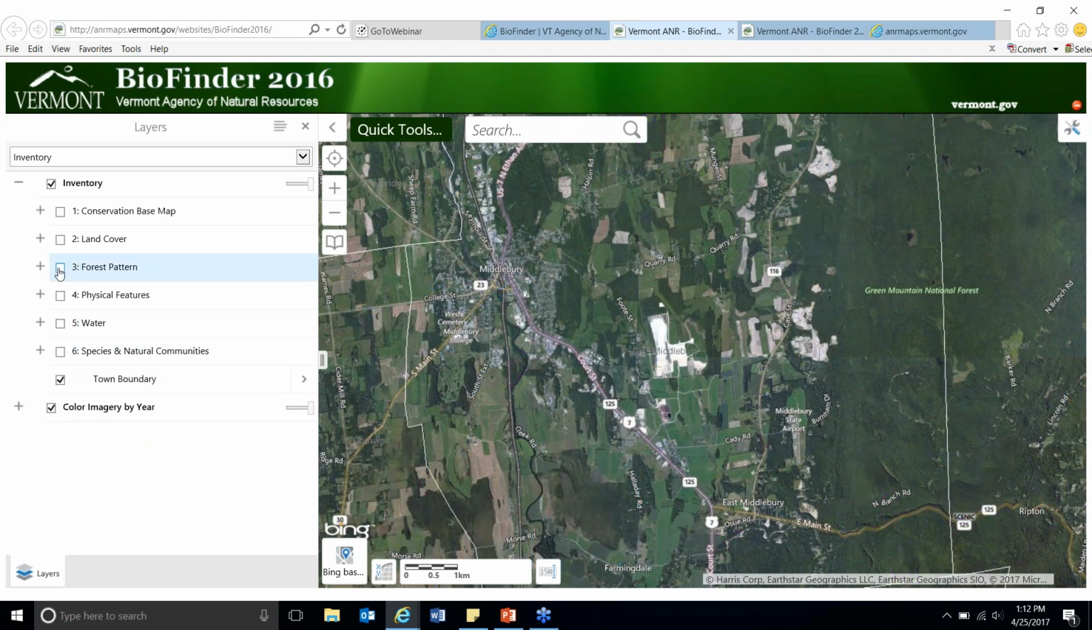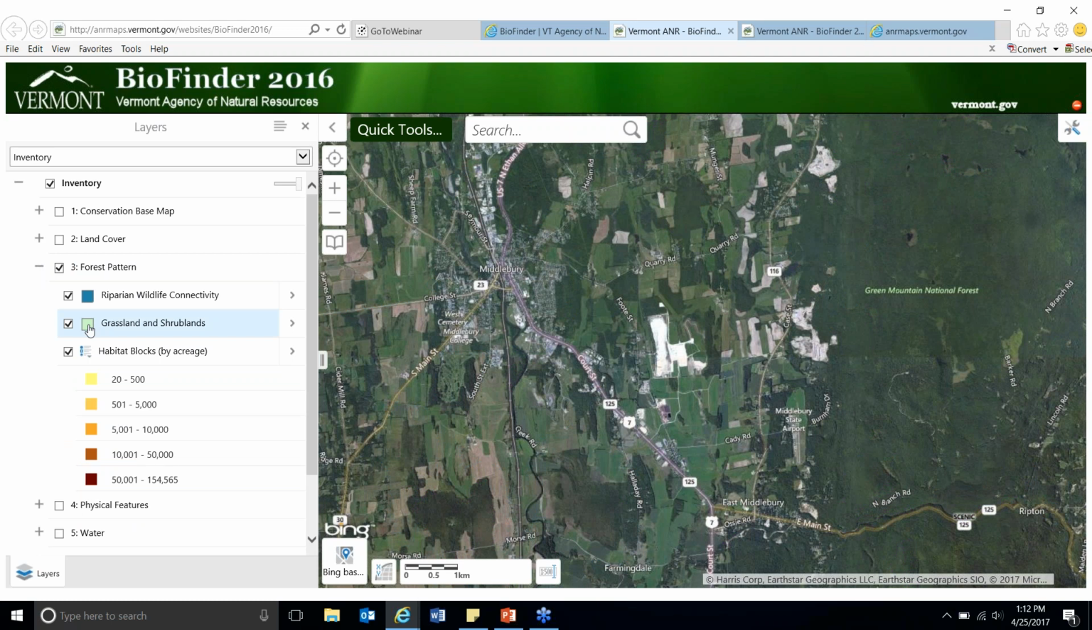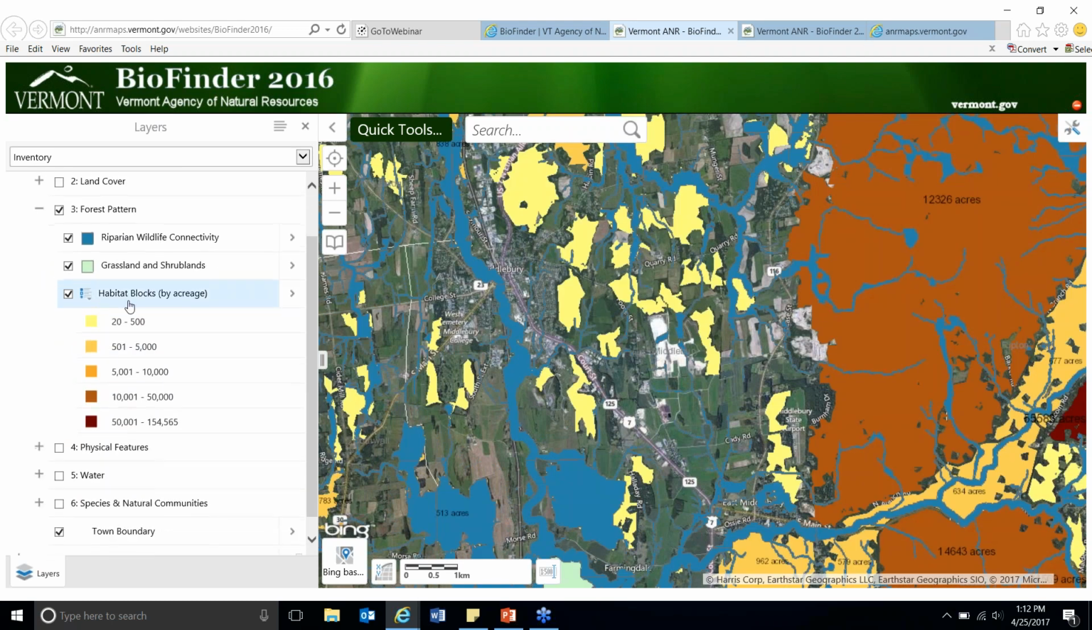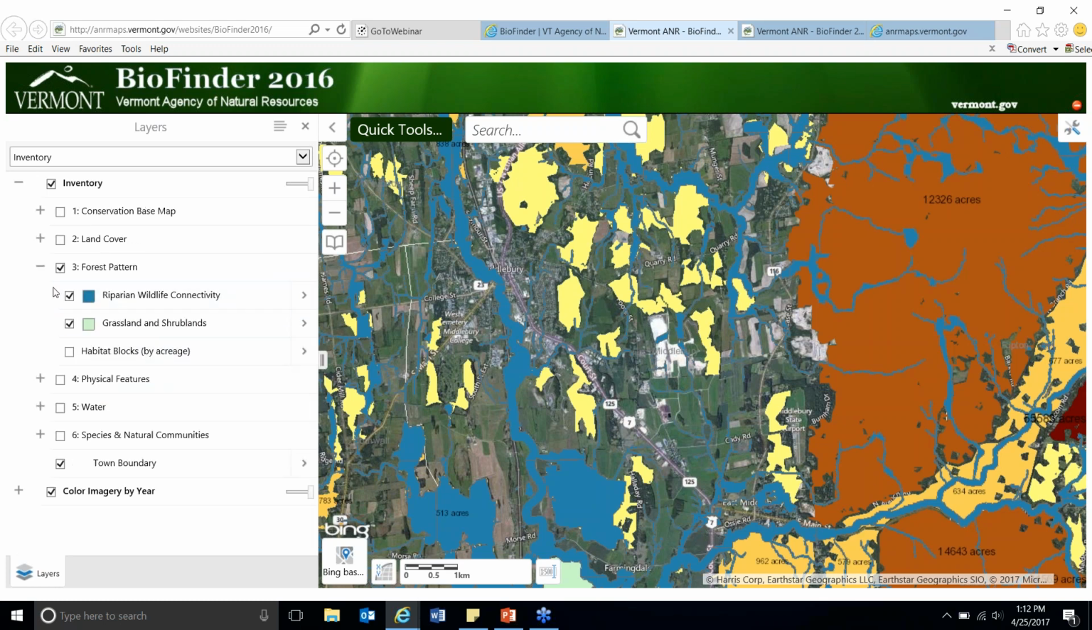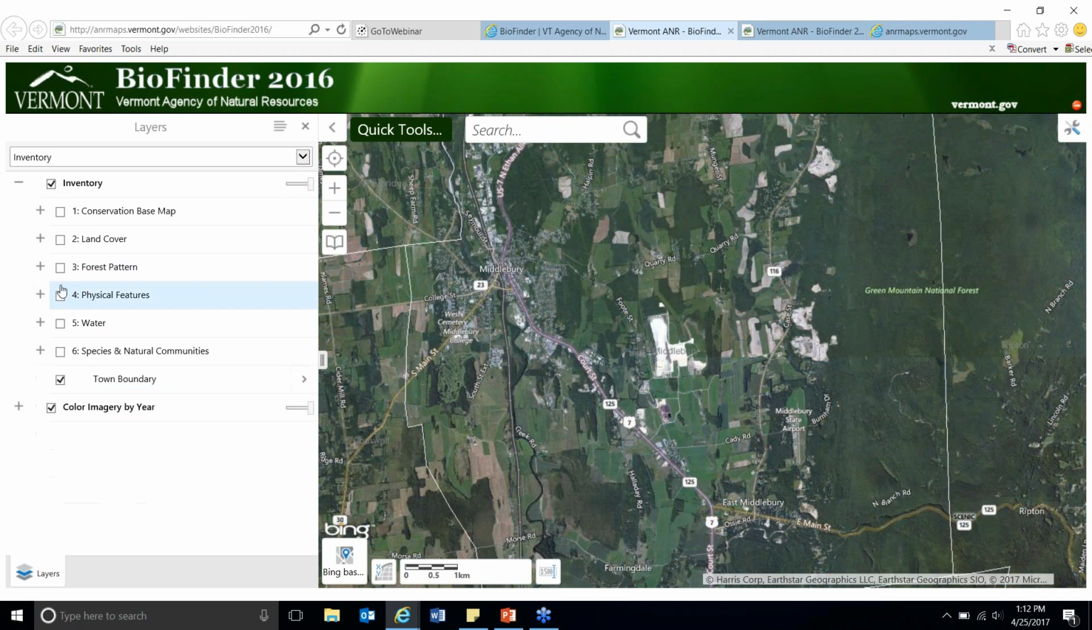There's also up here in number 3, for example, forest pattern. This will give you habitat blocks by acreage. This is basically any block of undeveloped land that doesn't have roads or structures in it. And it's anything that's at least 20 acres. And so you can just see the acreage of these blocks. So there's lots of information here that you can explore later on.